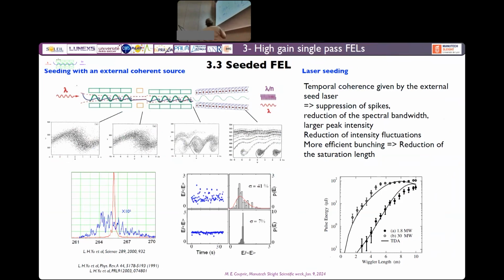The major experiment was done at Brookhaven in 2000, and you see here the spiky SASE and the seeded radiation, which is sharpened and has a high spectral density. Besides improving the spectral density, it also limits the intensity fluctuation and reduces the saturation length, because we are more efficient at doing the modulation.